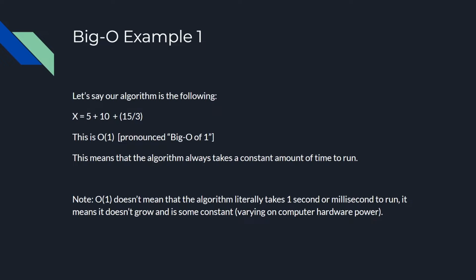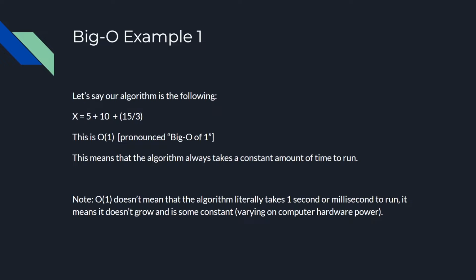Moving on to our first example, let's say our algorithm is the following: x equals 5 plus 10 plus (15 over 3). So this would be constant time or big O of 1. That means that no matter how large the input, and notice in this case there's no specific input, the algorithm will always take a constant amount of time to run.